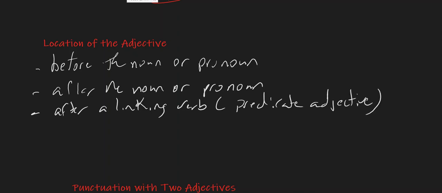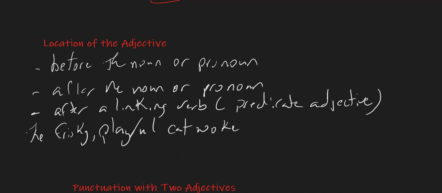So let's look at the first example, which is before the noun or pronoun. The frisky, playful cat walkers. So the cat is being modified by two adjectives, frisky and playful. The cat is playful and it's frisky. Therefore, the adjective precedes the noun it's modifying.